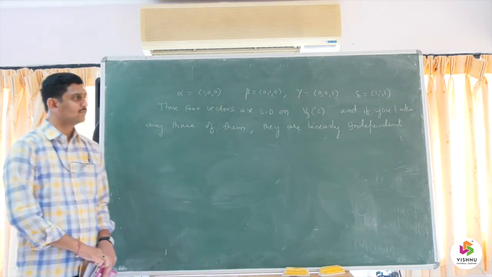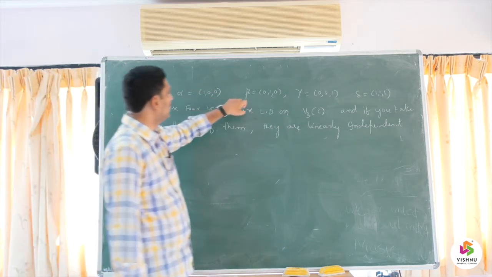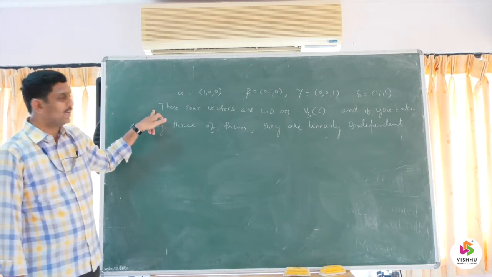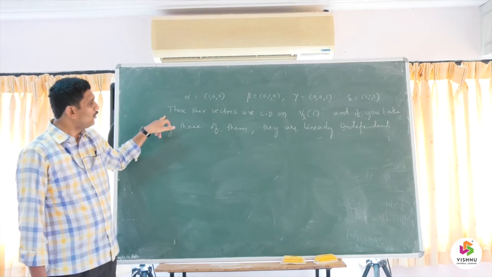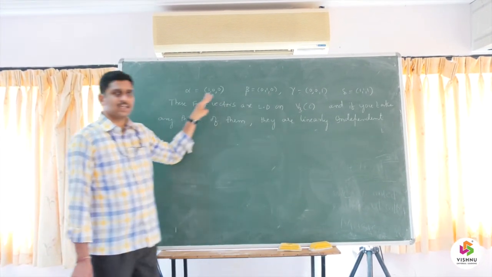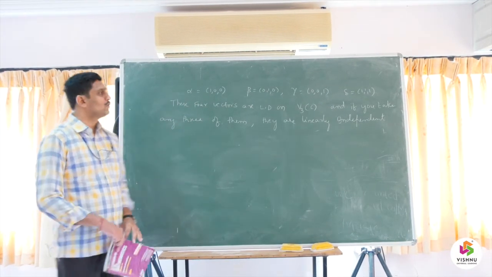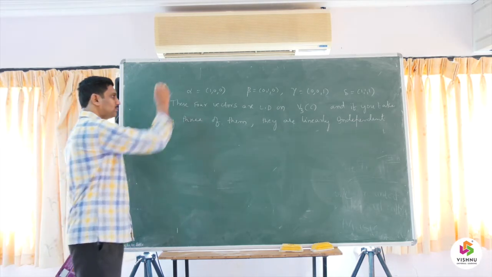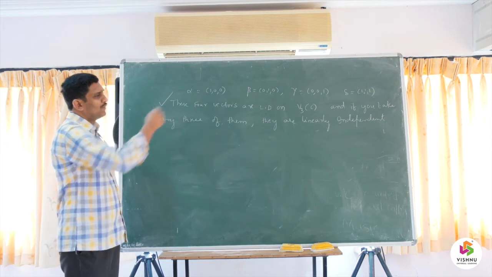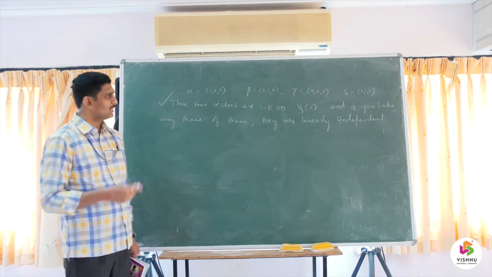Again, please read the question. I have taken 4 vectors: alpha, beta, gamma, and delta. If I take all the 4 vectors in a single set, then I have to show that they are linearly dependent. If I take any 3 vectors, then I need to show they are linearly independent. So let us go with the first one. If I consider all the 4 vectors at a time, then I have to show that it is linearly dependent. So let us go with this.